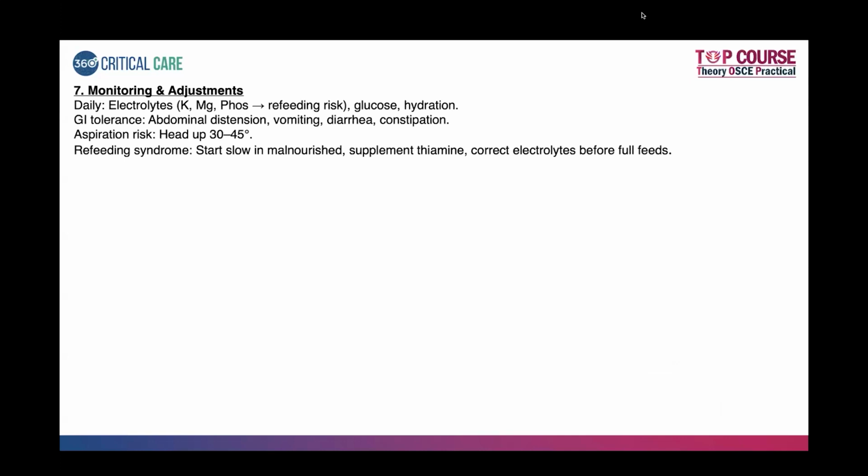The next is monitoring and adjustments. It is always important to monitor the electrolytes, especially potassium, magnesium, and phosphorus, to assess for refeeding risk. And along with that, you need to assess the glucose levels and the hydration status. Assess for GI tolerance, that is, you assess for distension, vomiting, diarrhea, or constipation.